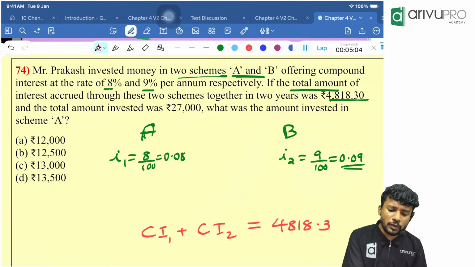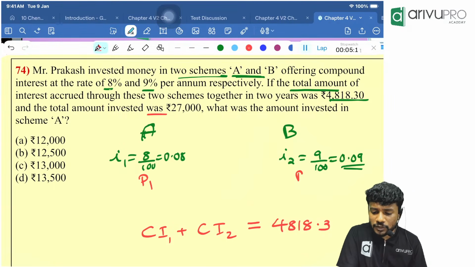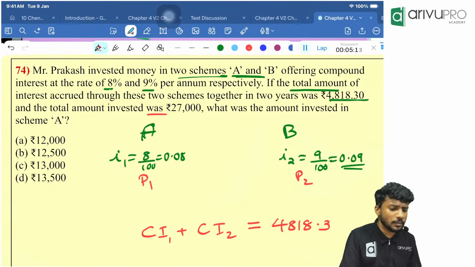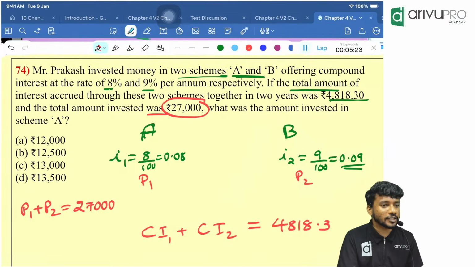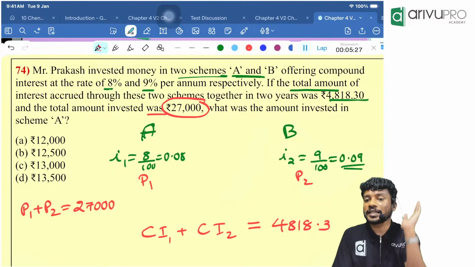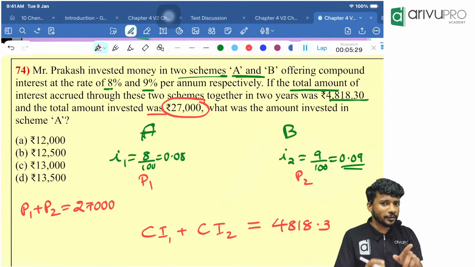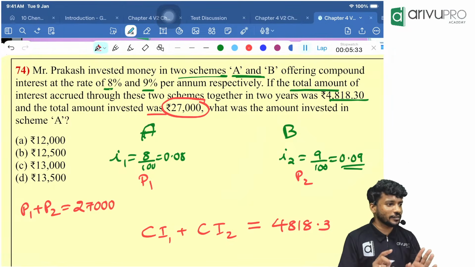Then what are they telling? The total amount invested was this much. Can I say P1 is the amount invested in scheme A and P2 is the amount invested in scheme B? Then P1 plus P2, the total amount invested, is equal to 27,000. The total sum of money I invested in both the schemes is 27,000. Now, are you getting the logic how to do it? Yes, we will take the opposite and remove whatever we don't want.